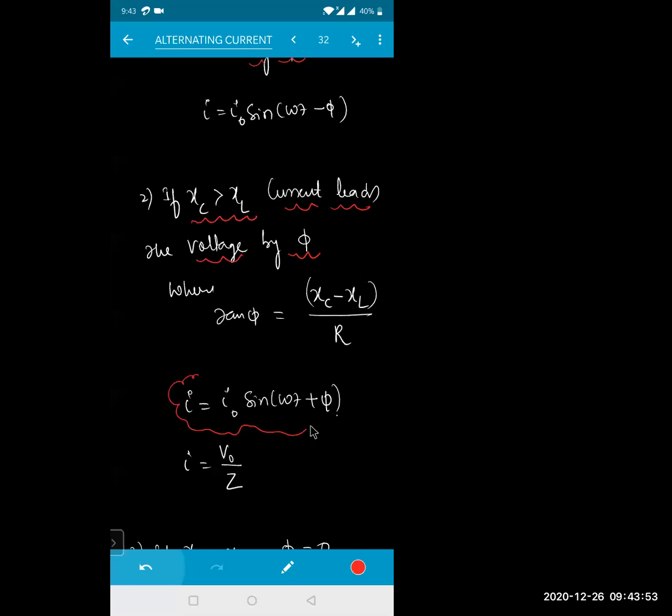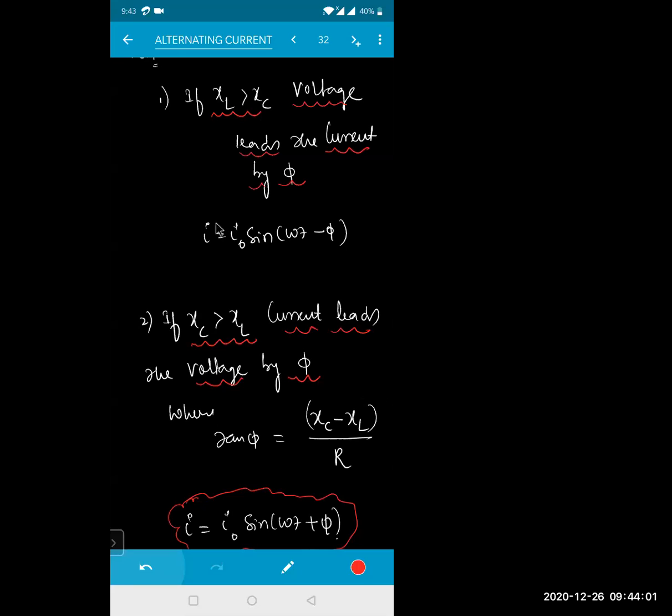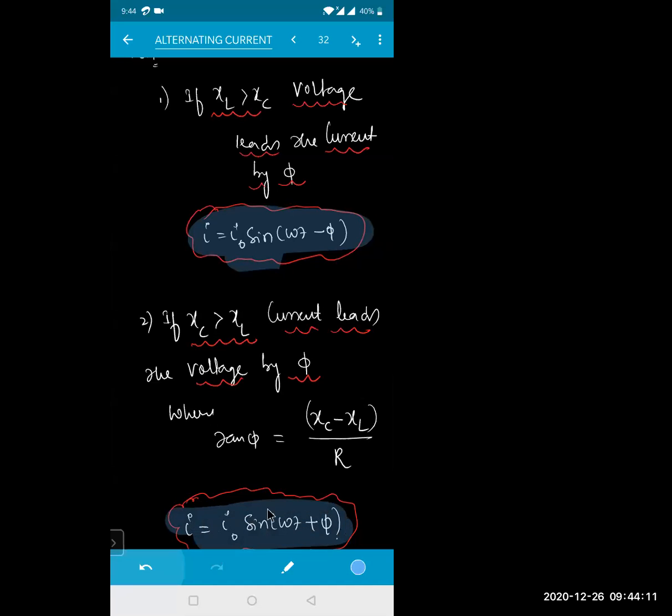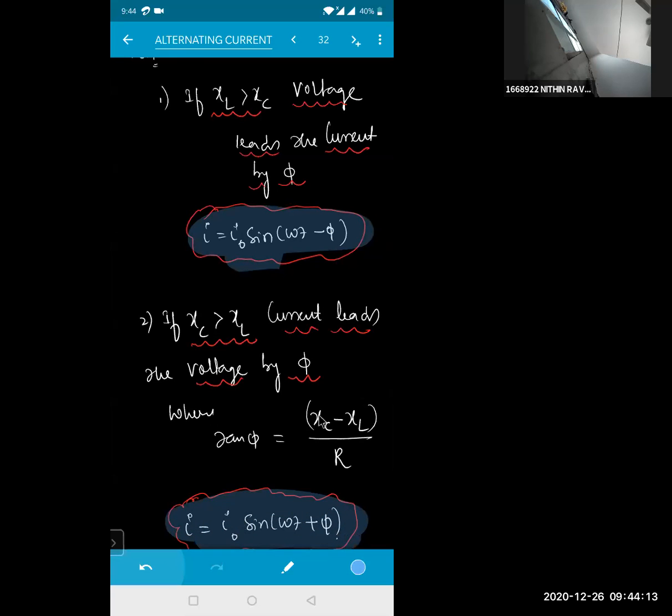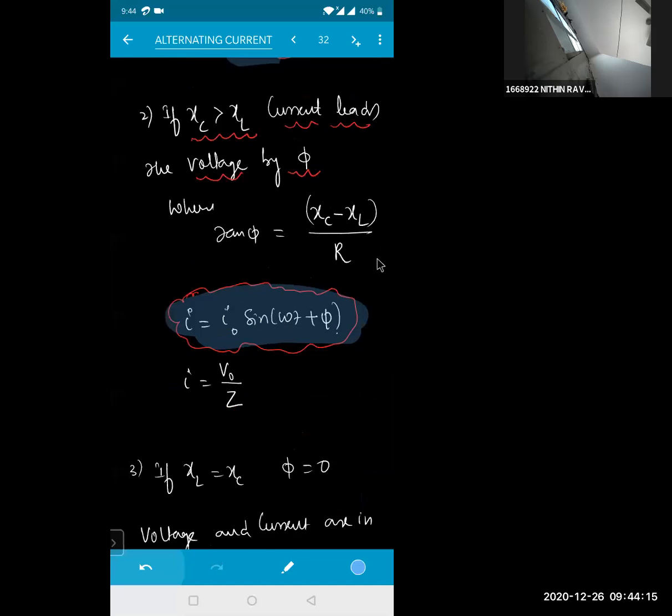I is equal to I naught into sin of omega t plus phi. And current will be I is equal to V naught over Z. In the previous condition, voltage leads the current, so current will be lagging by phi. So points need a little practice, and you can easily do it with 2-3 times of revision. If you give it 2-3 times of study, you can easily do such types of questions better.